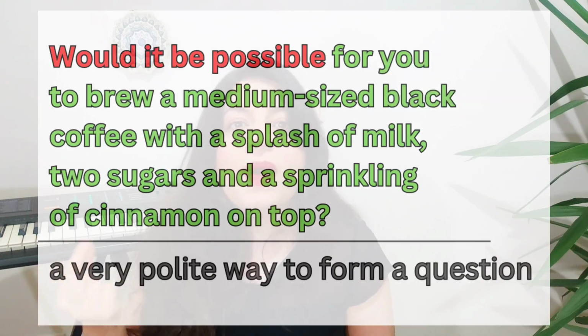Let's add a little more advanced language. Level 5. Would it be possible for you to brew a medium-sized black coffee with a splash of milk, 2 sugars, and a sprinkling of cinnamon on top? Alright, this one is even more polite and a bit poetic as well. Would it be possible is a very polite way to form a question.